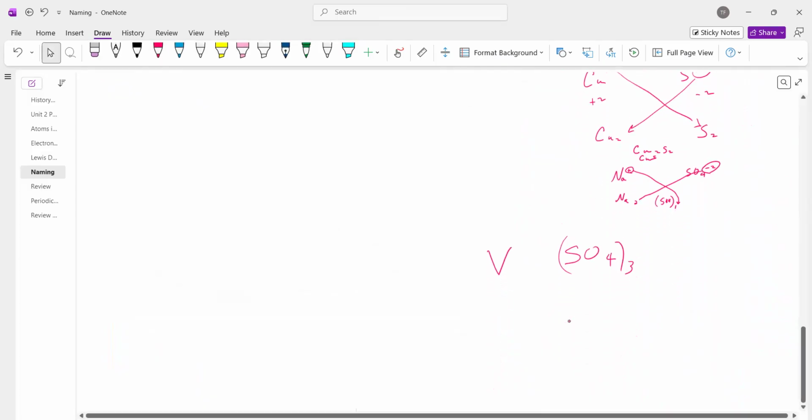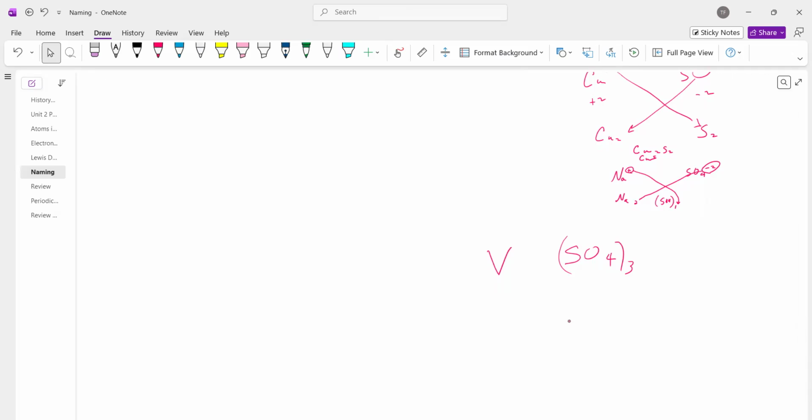Okay, we've got V for vanadium and sulfate. We got 3 sulfates though. Let's look at the charge. What's the charge on 1 sulfate? -2. Times 3. That means we have a net charge in here of -6. So what must the vanadium be? We have 1 vanadium. What must the vanadium be to balance this? 6.